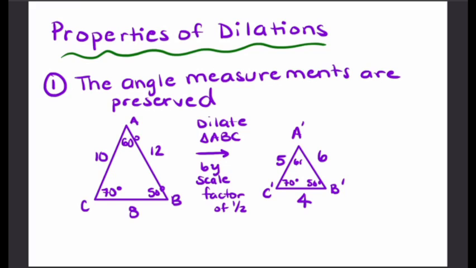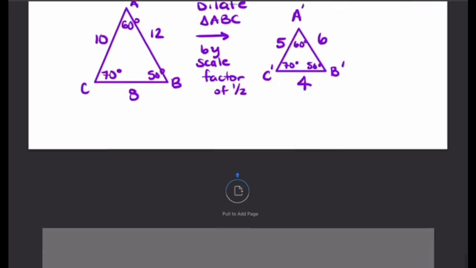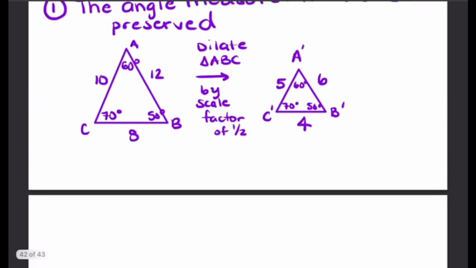But the angle measurements actually will not change. So A prime will still be 60, B prime will still be 50, and C prime will still be 70. Because at the end of the day, you still have a triangle, and the angle measurements aren't being affected by the scale factor. Because think about it, the three angles in a triangle always have to add up to 180.